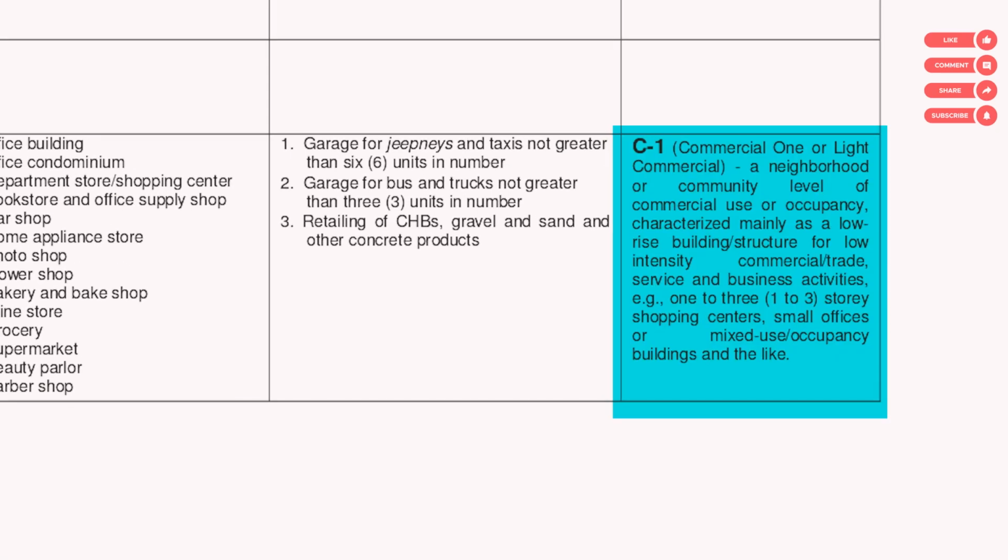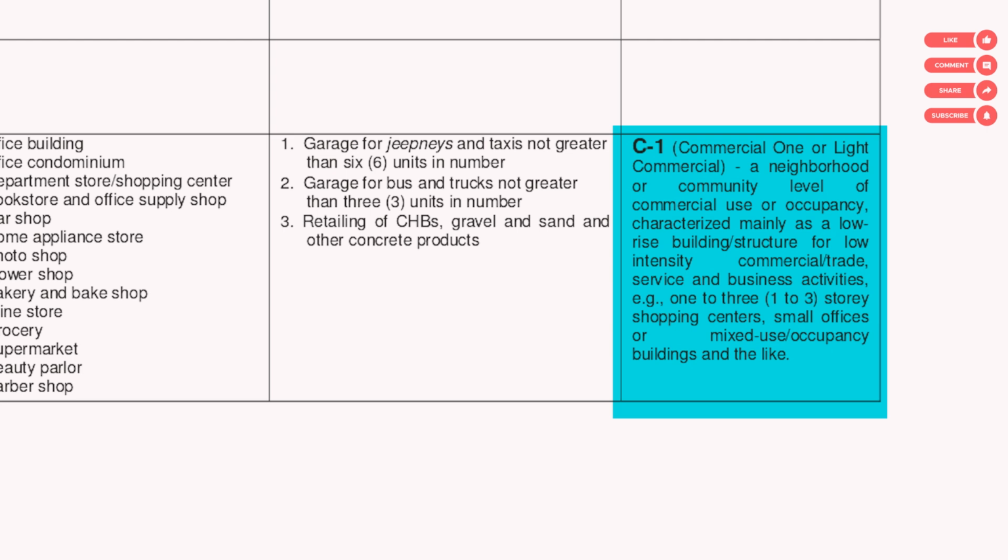Tatlong klase yung C zones, meron tayong C1, C2, C3. C1 is the light commercial zone. Ano yung sura ng light commercial zone? Neighborhood to community in scale, so medyo hindi sobrang busy. I mean busy because it's commercial, pero hindi kasing intense ng C2 and C3. Most of the buildings we expect to see in this zone are low rise. We only expect to see low intensity trade. So think of small shopping centers, yung mga palengke area, yung mga ganyan, hindi masyadong malaki. Okay? Pang neighborhood lang, pang community lang, hindi yung pang buo city.